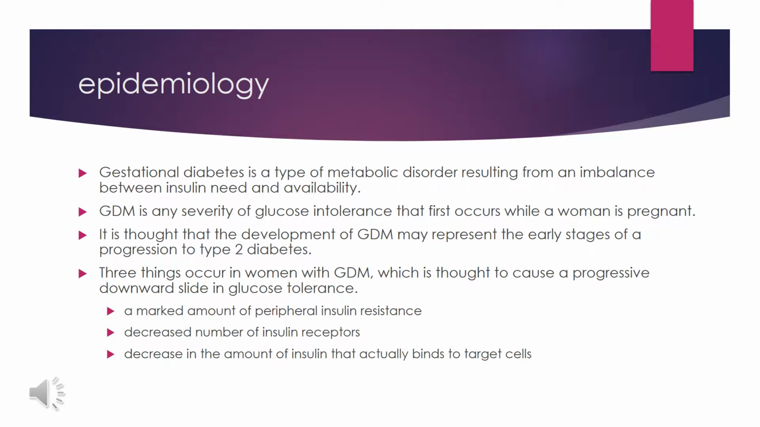Three things occur in a woman with gestational diabetes, which is thought to cause a progressive downward slide in glucose tolerance. They are a marked amount of peripheral insulin resistance, decreased number of insulin receptors, and a decrease in the amount of insulin that actually binds to target cells.